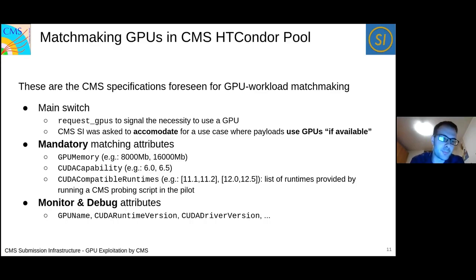There are also mandatory attributes which have been required, such as the memory and the CUDA capability. We also ran a script at the beginning of the pilot to determine a list of compatible runtimes, trying to use the driver shipped with the CMS framework in place of the system drivers. And then there is a list of monitoring and debug attributes.